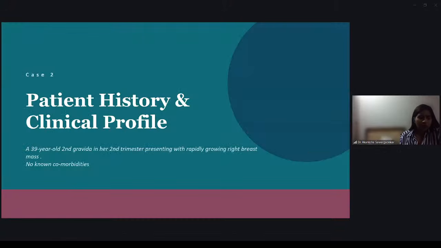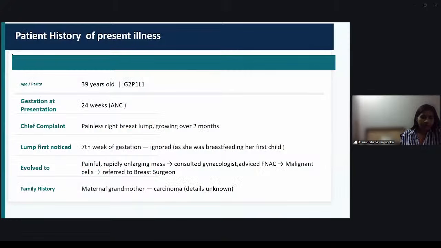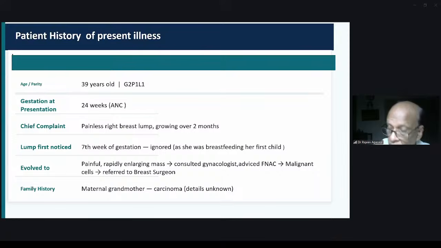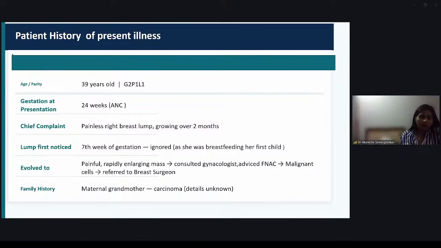The second case was LABC, a 39-year-old second gravida in her second trimester presenting with a rapidly growing right breast mass. She has no known comorbidities. She was 39 years old, G2P1L1, and gestation at presentation was 24 weeks. Her chief complaint was a painless right breast lump, growing over 2 months. It was first noticed at the 7th week of gestation. She ignored it as she was breastfeeding her first child. It then evolved to a painful, rapidly enlarging mass.